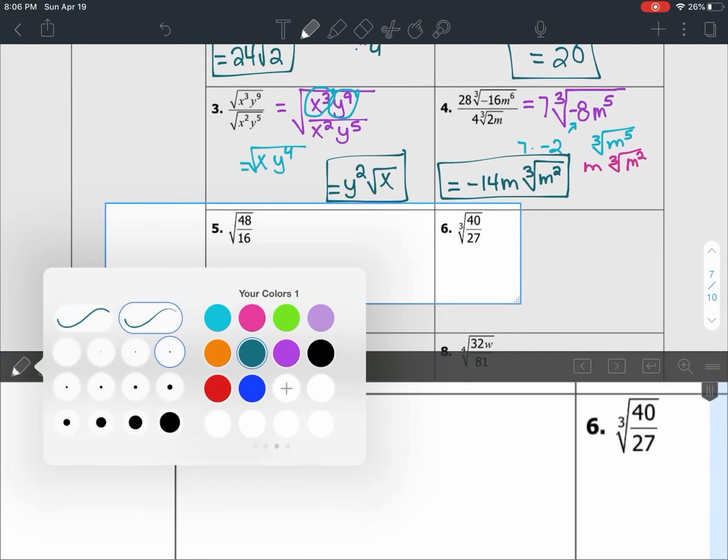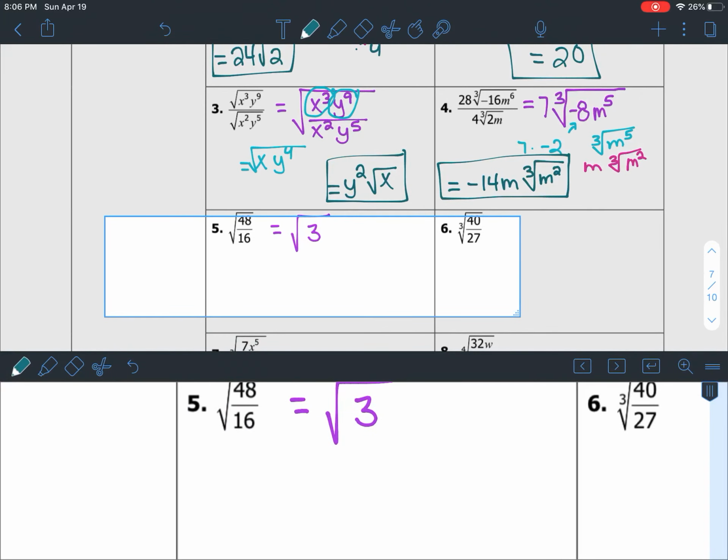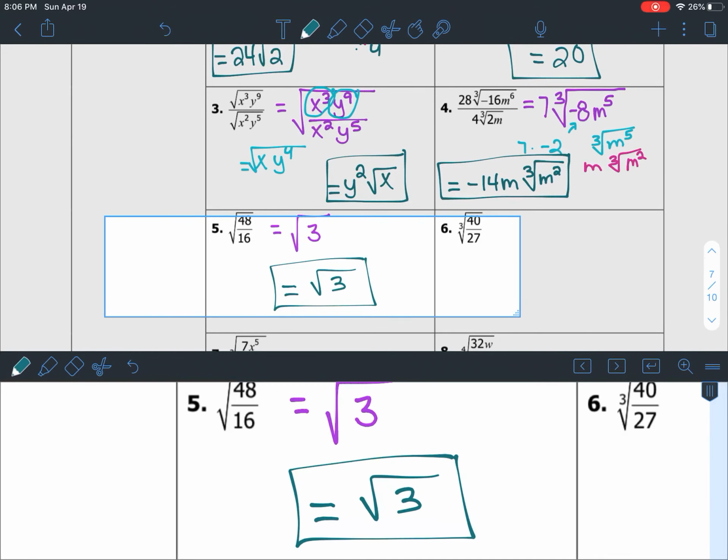If I go to number 5, I have 48 divided by 16. So if I do the math on that, I'm going to end up with 3. And I'm going to ask myself, is there any more that I can do here? And no, there isn't. I can't simplify any more than that. So my answer here is actually just the square root of 3.